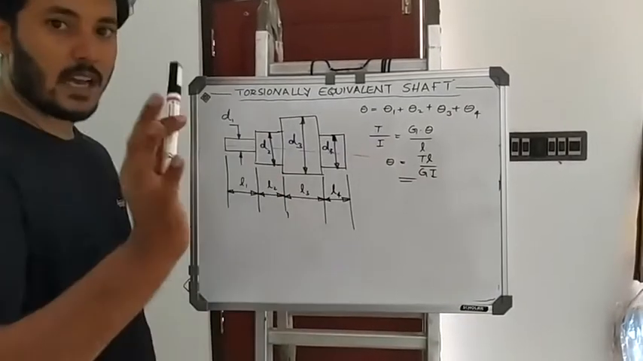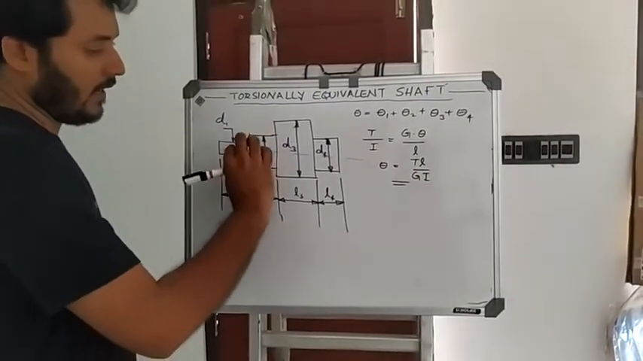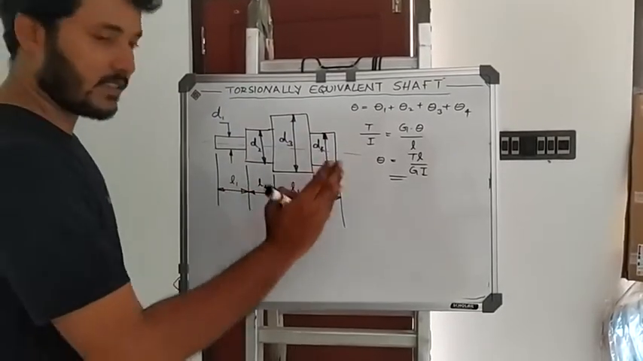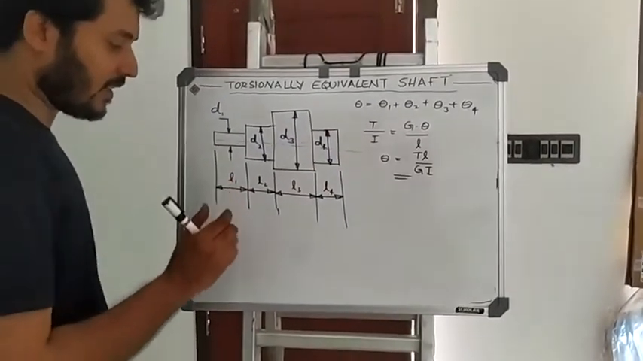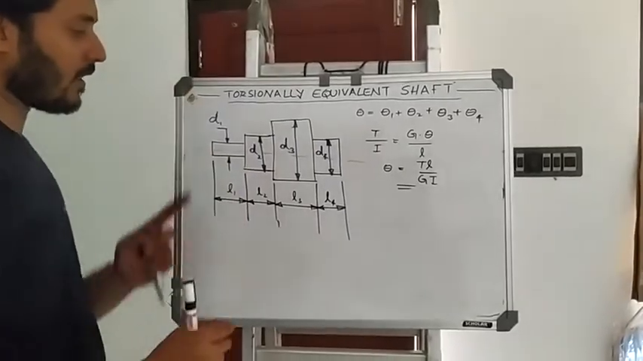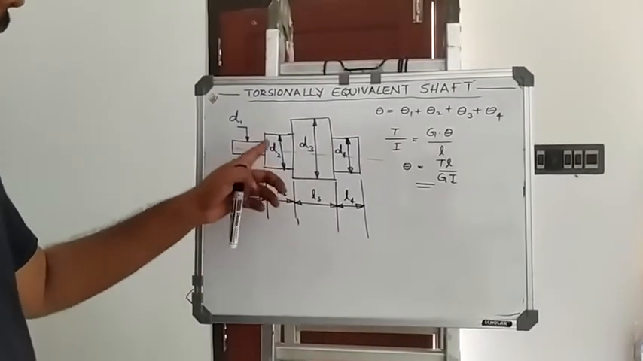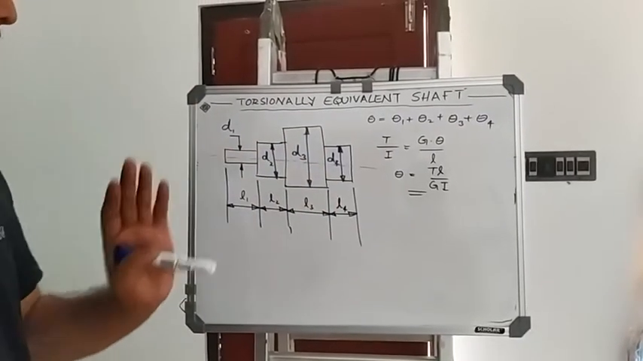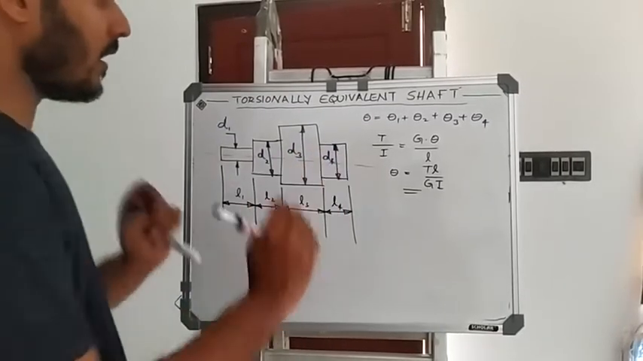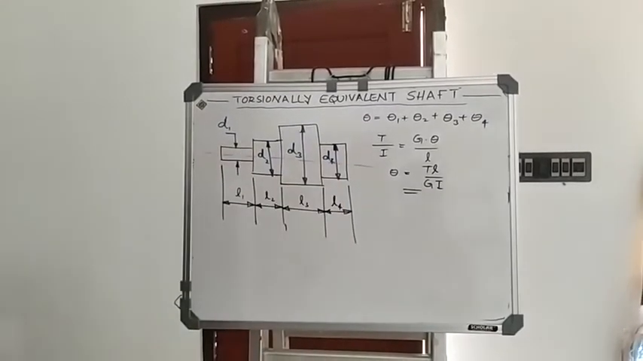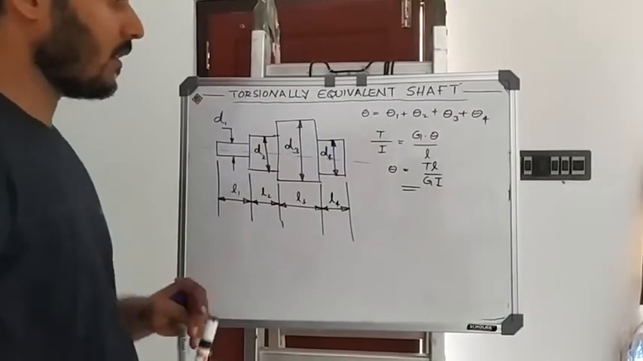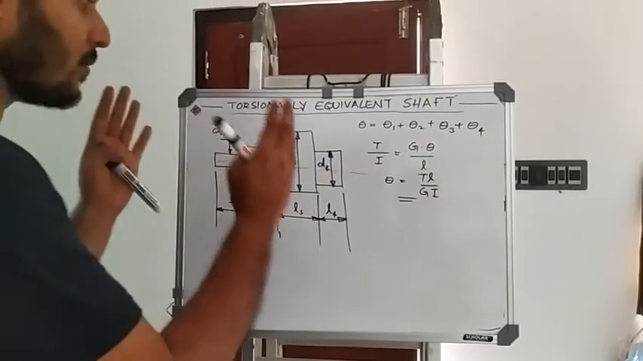Consider a shaft with varying diameters at different sections. That means for the section of length L1, the diameter of the shaft is D1. For the section L2, the diameter is D2, and so on. Now, if I am applying a set of torques on each side of the shaft, a set of torsional couples or torsional forces will be induced in this system.